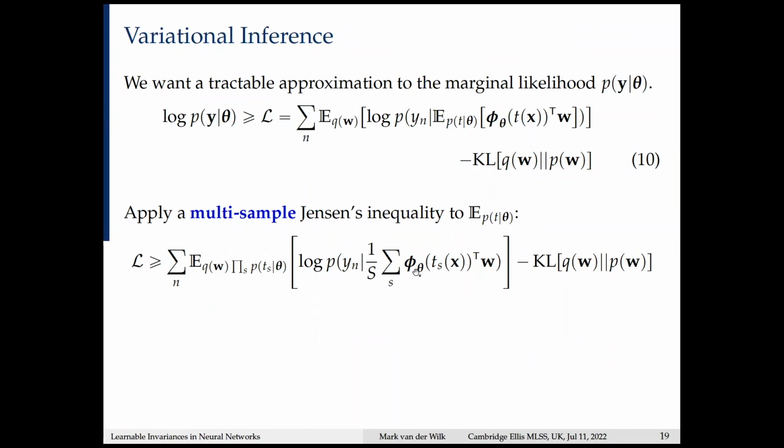The procedure that we end up with is that we just need to do a few forward passes through our predictor using our transformed inputs. Then we take the average of that, just like how we define the invariant function, and we feed that into the likelihood instead. That then gives us a lower bound to the true marginal likelihood.